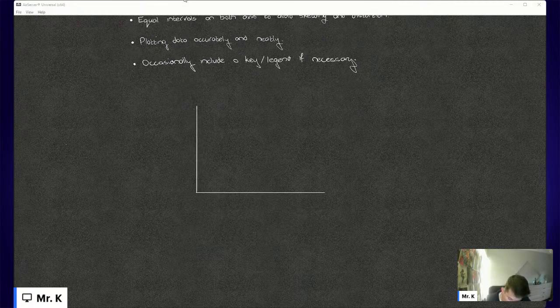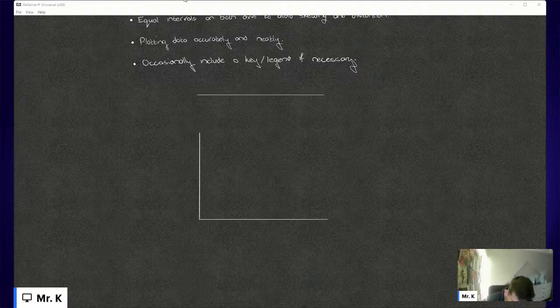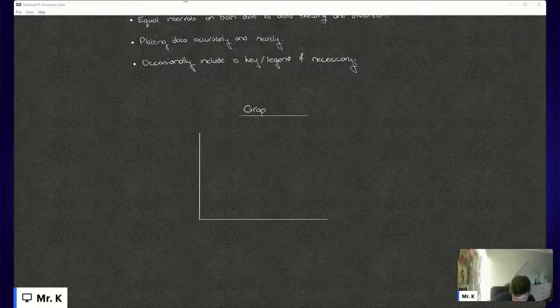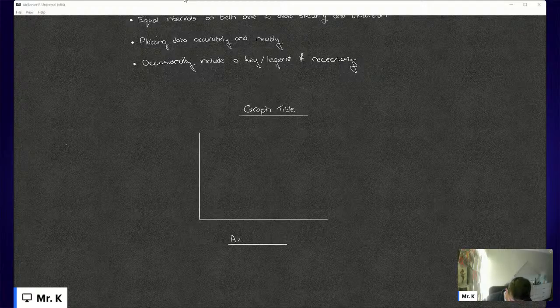So when we decide to draw this graph, I don't know what our information is specifically about, but we are going to make sure that we begin with a graph title, okay? Our graph title sits above the graph, and we need to have headings for both of our axes. Let's say I'm measuring time on this axis, for example, right? We would say this is the axis representing time, and we measure time in seconds, right? Or maybe days, but let's say seconds.